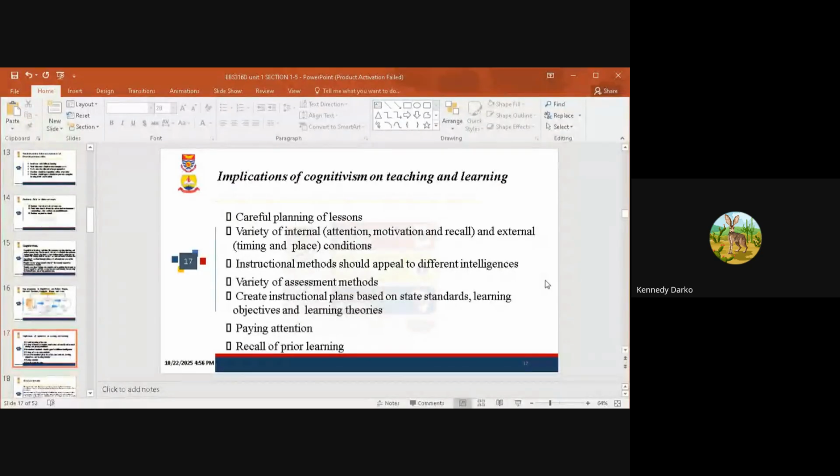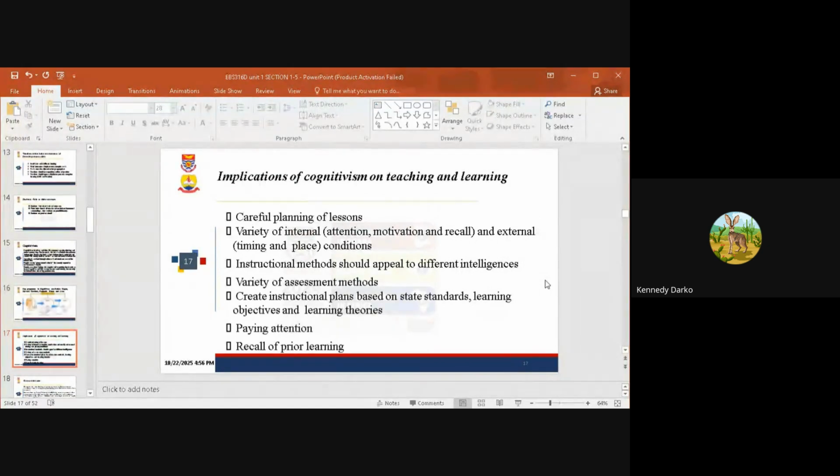Variety of internal and external conditions. So we have different things that you have to bring together, internal ones and external ones. The internal ones, we are looking at attention, motivation, and recall. So we are going to use our attention on whatever we are learning. We have to motivate the kids: if you get it, I'll give you toffee, I'll give you biscuit. Then after the children have gotten the attention and we have motivated them, we must help them to recall what they have learned.